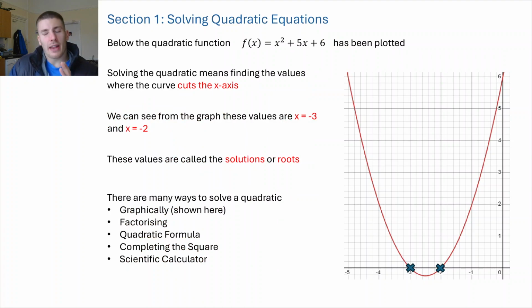There are many ways that you can solve a quadratic. You can solve it graphically, which is shown here. So literally you've drawn the quadratic and you can see the solutions are -3 and -2. But there are also different ways you can solve a quadratic: by factorising, using the quadratic formula, completing the square, or by using a scientific calculator. In the next series of videos, we're going to be looking at solving quadratics through factorising, which is probably something you've seen before, but we'll go through it as if you haven't seen it before.